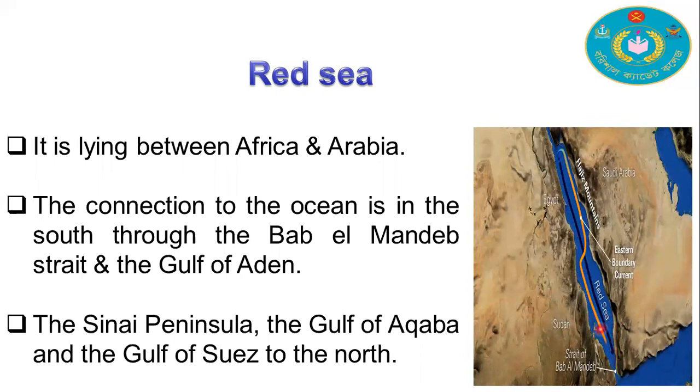You can see this is the Red Sea here, and this is the connection with the ocean on the south side. You can see this is the Bab el-Mandeb Strait, and this is Saudi Arabia and Egypt. That means Egypt is in the Sinai Peninsula here.